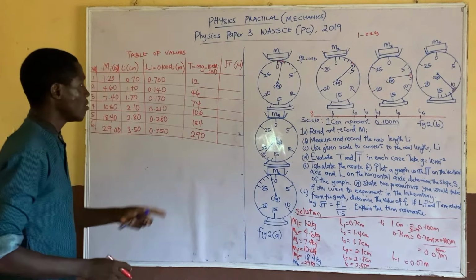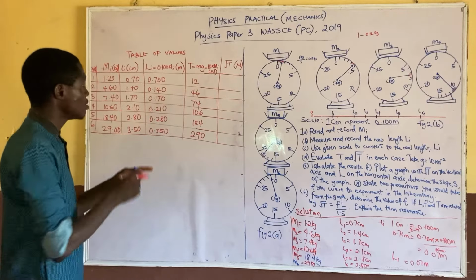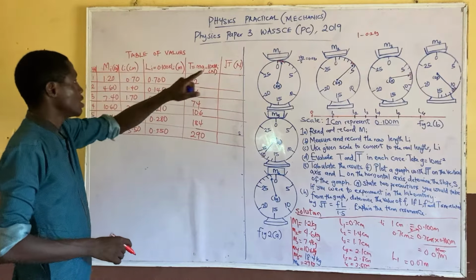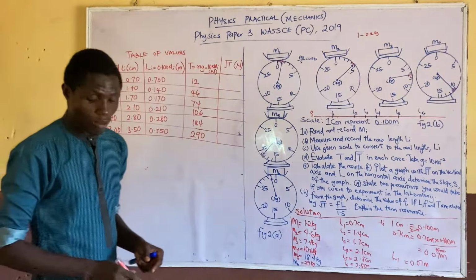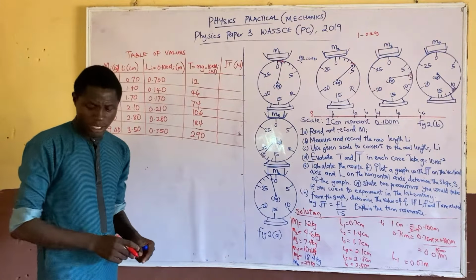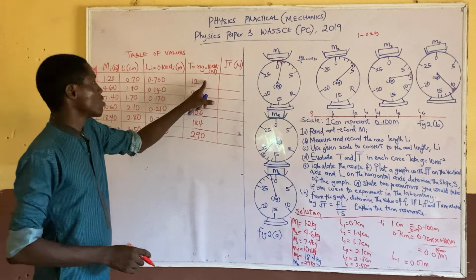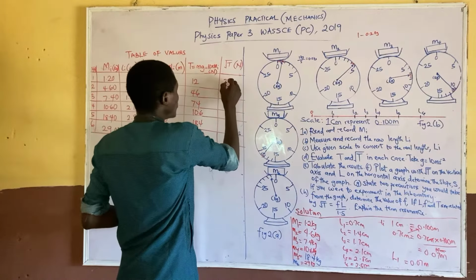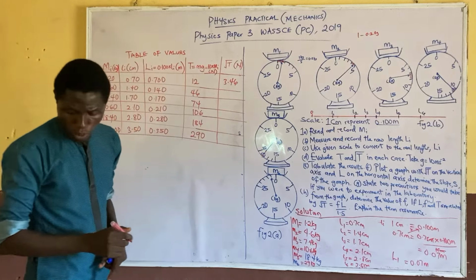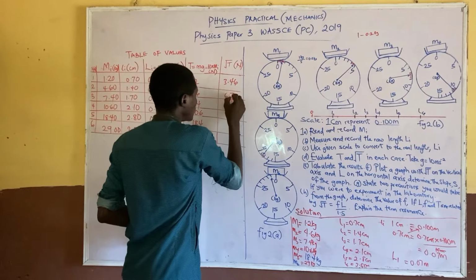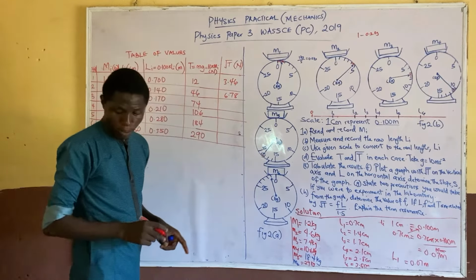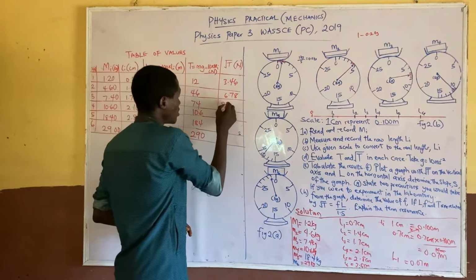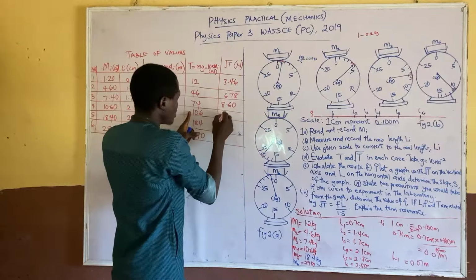Now after doing this, we have to find the root of t, that is the square root of the tension. To find it, you press your calculator. The square root of 12 will be 3.46. The square root of 46 will be 6.78. The square root of 74 will be 8.60. The square root of this one is about 10.29.